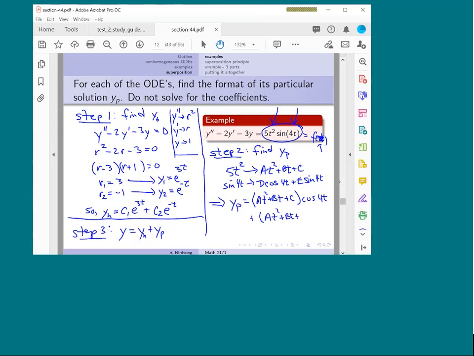And realistically, I shouldn't have done it quite like that. I really should have done it with a different letter, so let me back up. You can say maybe something like dt squared plus et plus f times sine. Now, that is not quite the same as the guess that's in our chat. The guess in our chat is 100% correct.